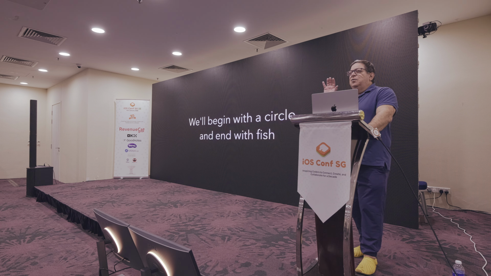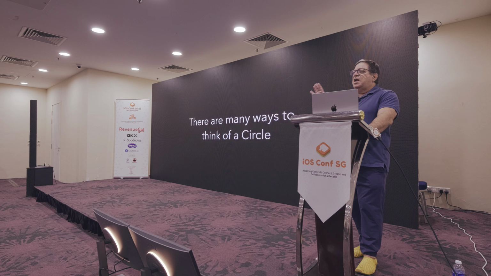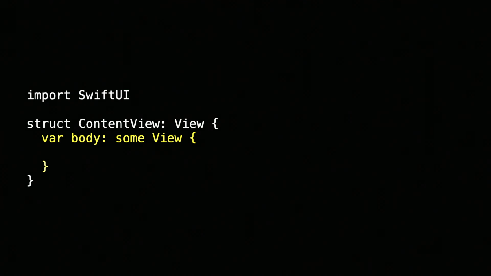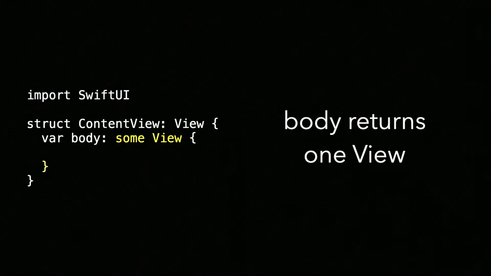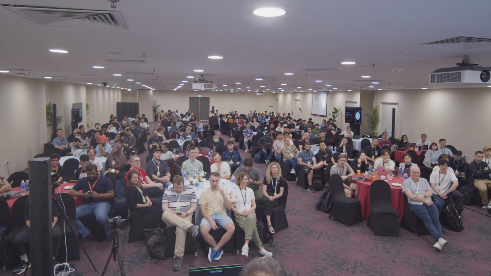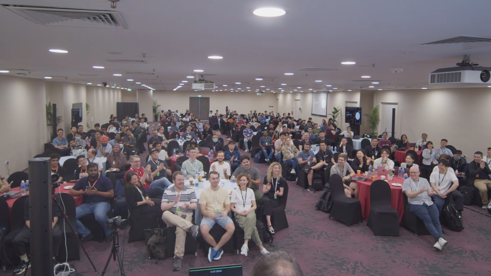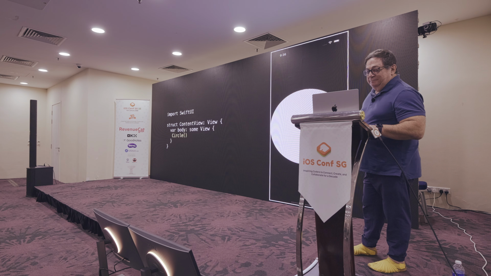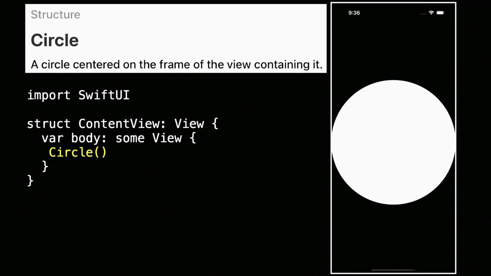So with circles, with SwiftUI, there's lots of ways to think of circles. In SwiftUI, we have a content view, and it's a body, and we can just say, well, a body returns a single view, and in this case, let's return a circle. And we get something that looks like this. And if you look at the docs, yes, for this there are docs. The docs for circles say it's a circle centered on the frame of the view containing it.